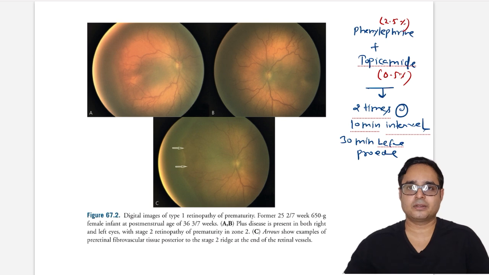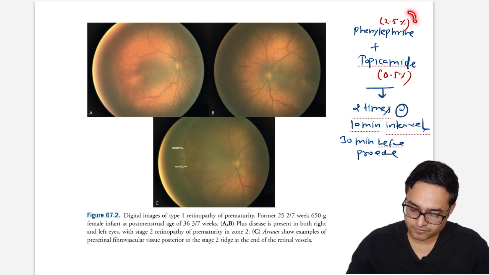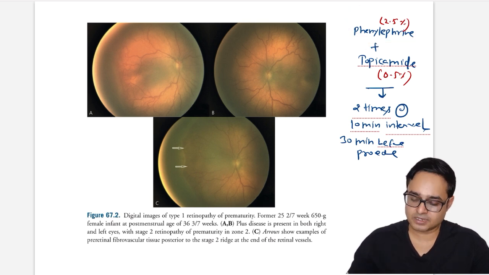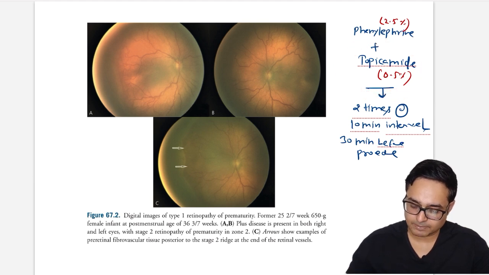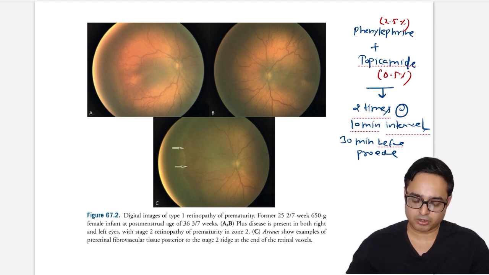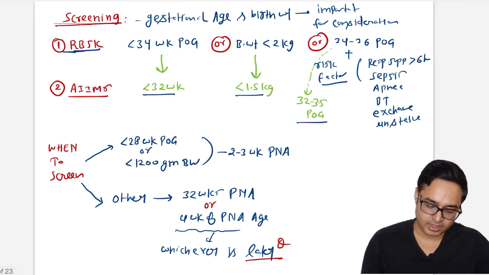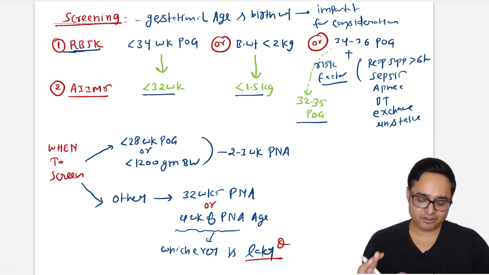How will you dilate the eye? The ophthalmologist will say, please dilate the eye. The medicines used are phenylephrine 2.5% along with tropicamide 0.5%. You have to put them 2 times at 10-minute intervals, 30 minutes before the procedure. So this is simple, you have to remember this. This is a pediatrician-neonatologist thing, so we are very comfortable in this.